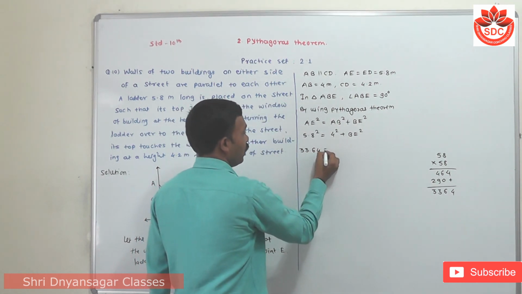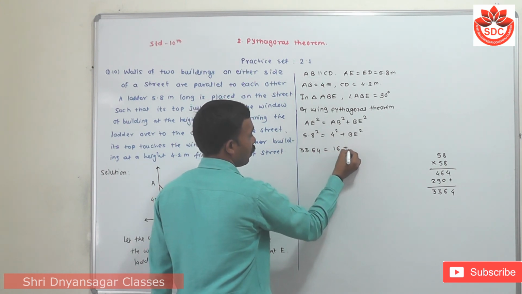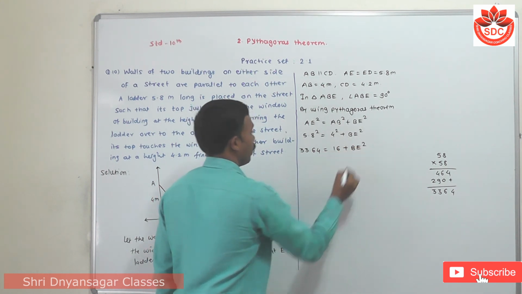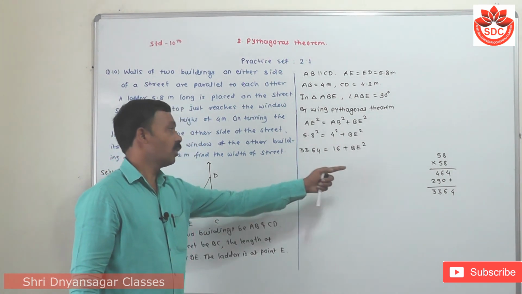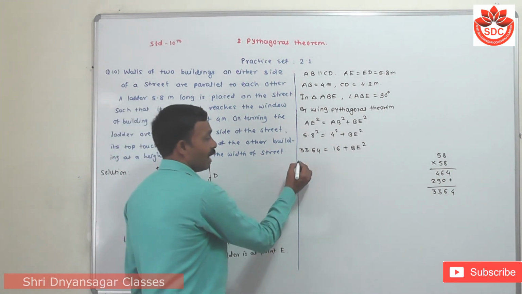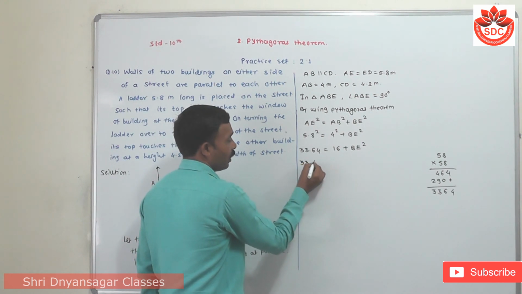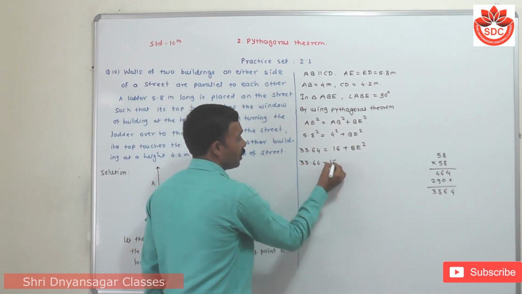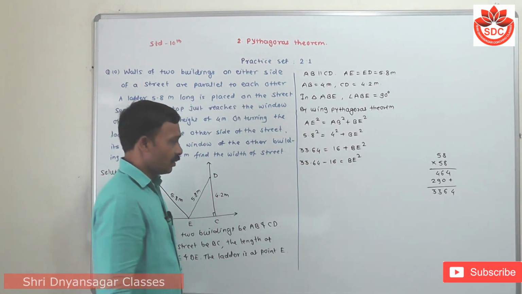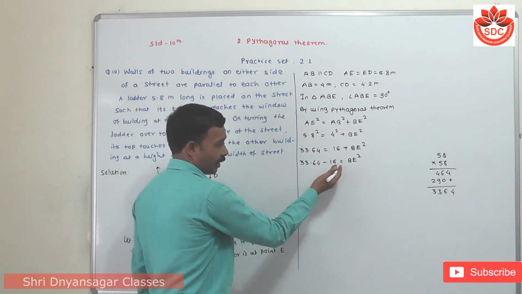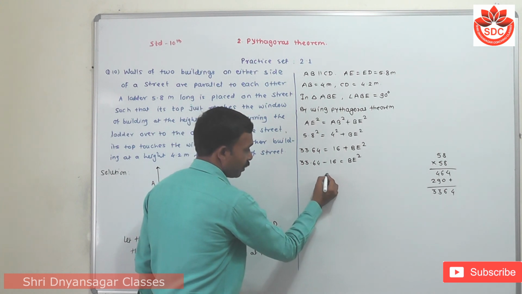33.64 is equal to 4 square is 16 plus BE square. Can you understand how to find out its square? Then transpose this 16 to the other side. It converts to minus, means that 33.64 minus 16 is equal to BE square. Student, we can directly subtract here 6 and 4 as it is.